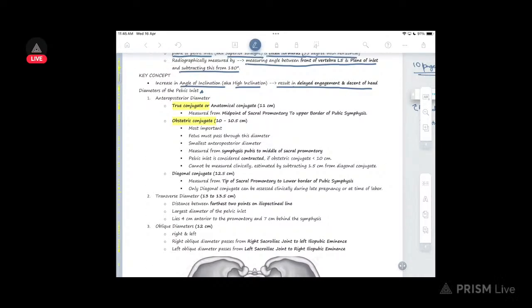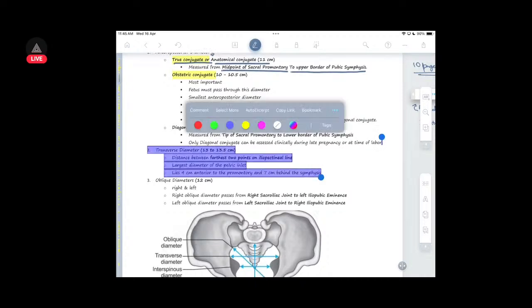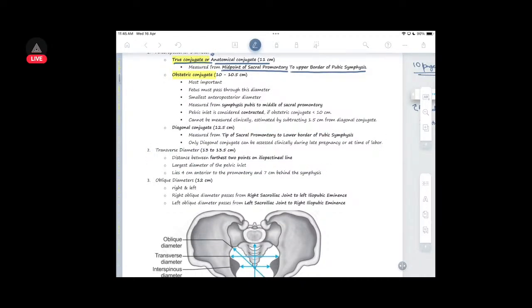Then the diameters of the pelvic inlet. You have the AP diameter, the true conjugate or anatomical conjugate. The true conjugate is measured from the midpoint of the sacral promontory to the upper border of the pubic symphysis. Then you have the obstetric conjugate, which is 10 to 10.5 centimeters. It is the most important, as the fetus must pass through this diameter. It is the smallest anteroposterior diameter, measured from the symphysis pubis to the middle of the sacral promontory.